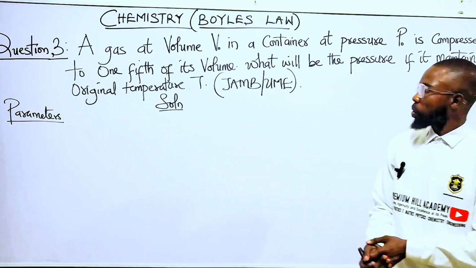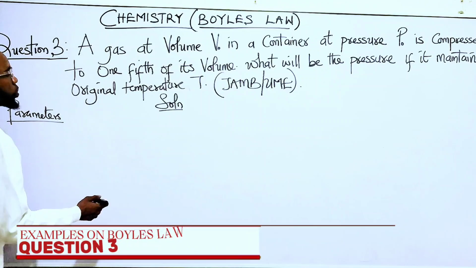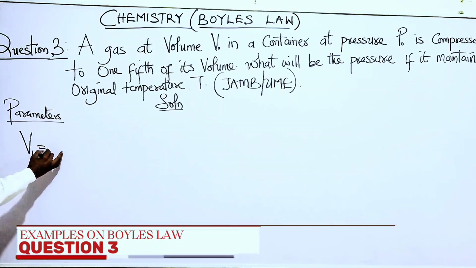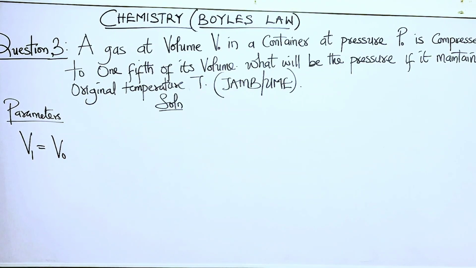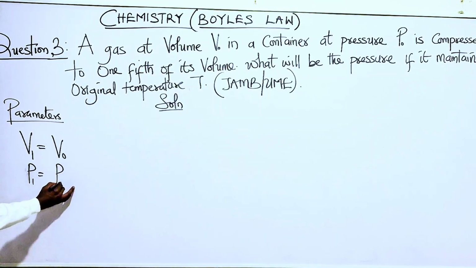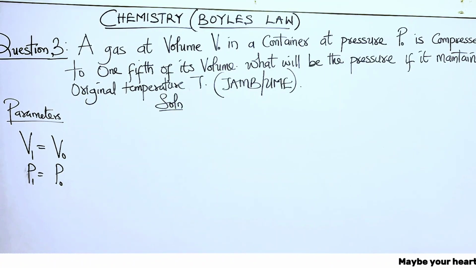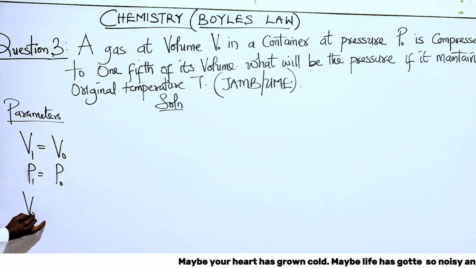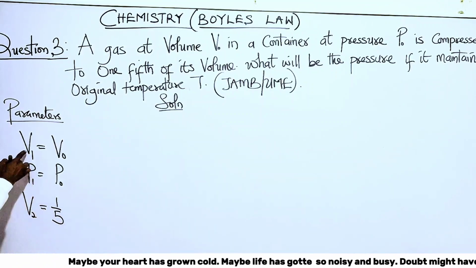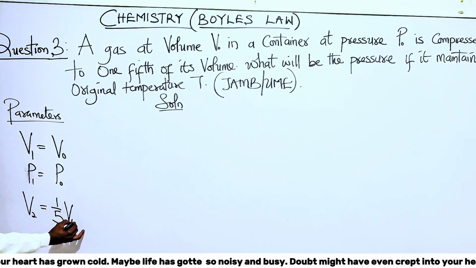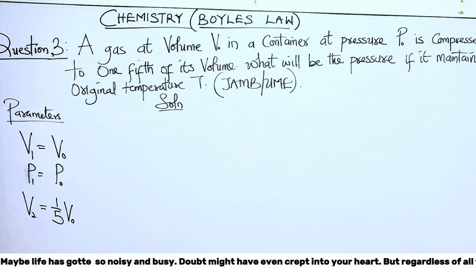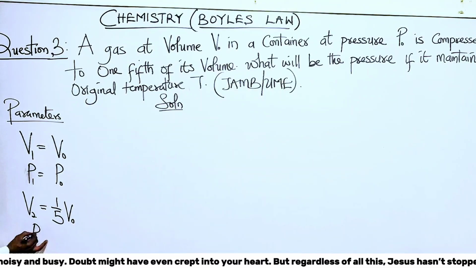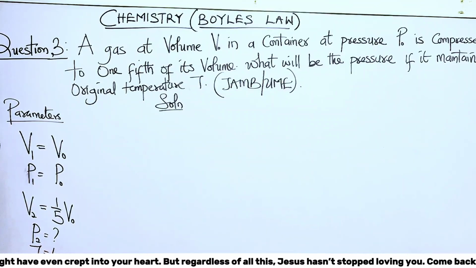Okay, question 3 says a gas at a volume V0. So we are seeing the first volume. V1 is given as V0, right? In a container at pressure P1. So we have our first pressure P1 to be P0, right? It's compressed to 1/5 of its volume. We are seeing the V2 as 1/5 of V1, and V1 is V0, 1/5 of its original volume. What will be the pressure if we're looking for pressure 2, P2, if temperature is constant, right?